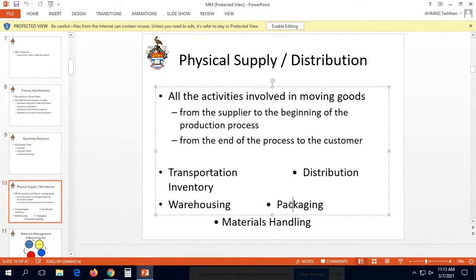Material handling, packaging. Packaging is quite an interesting topic. Go in the grocery store and look at how different products are packaged. Look at juice bottles, for example. The shape of the bottle is different. Not all juices have the same shape. Not all drinks have the same shape. Then different labels. They tell different stories, those labels. So look at that packaging.